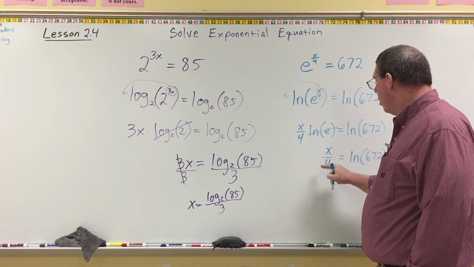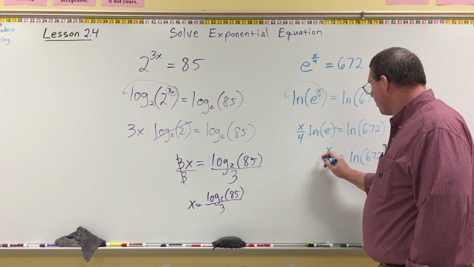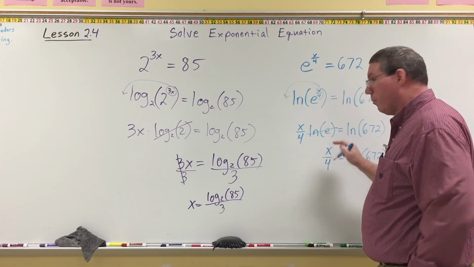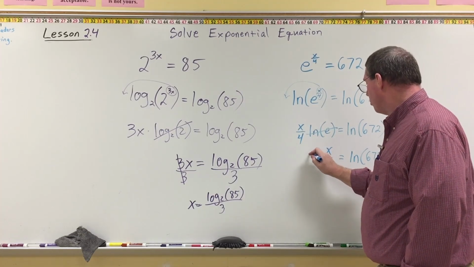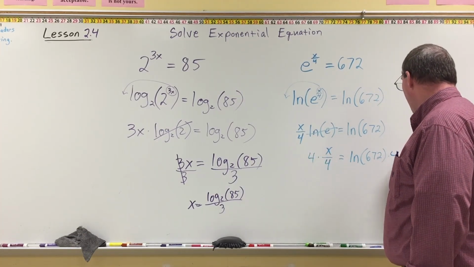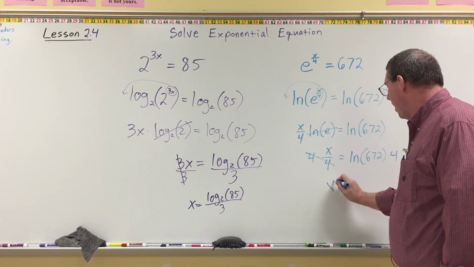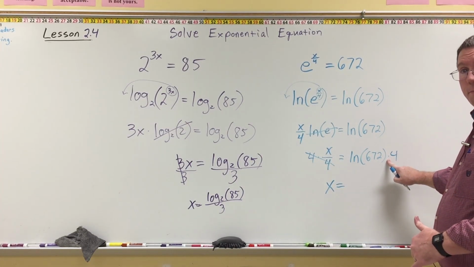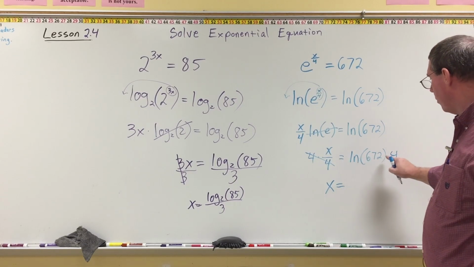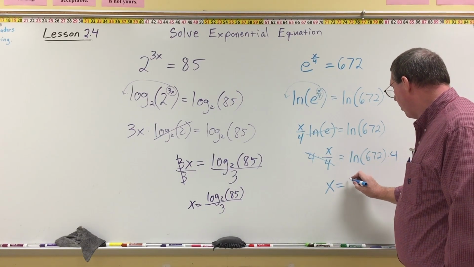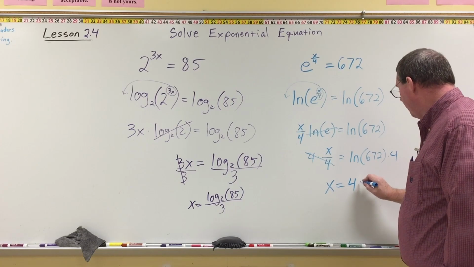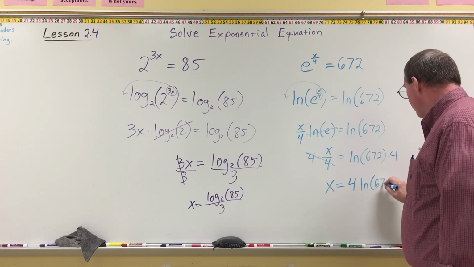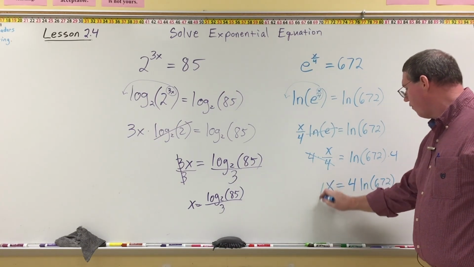Now we can cancel this over 4 here. To cancel a divisor, as we learned in linear equations, we multiply by 4 on both sides. We cancel the 4, and now we have x equals. Multipliers we normally don't put after the logarithm. We normally put them in front of the logarithm. So we're going to say 4 natural log of 672, and we're done. That's our final answer.